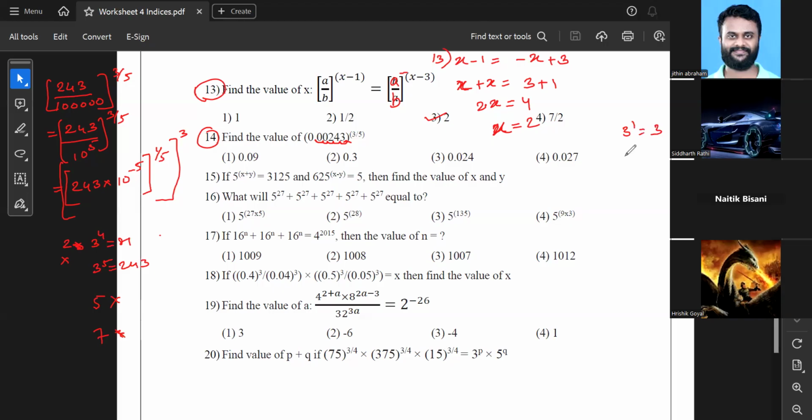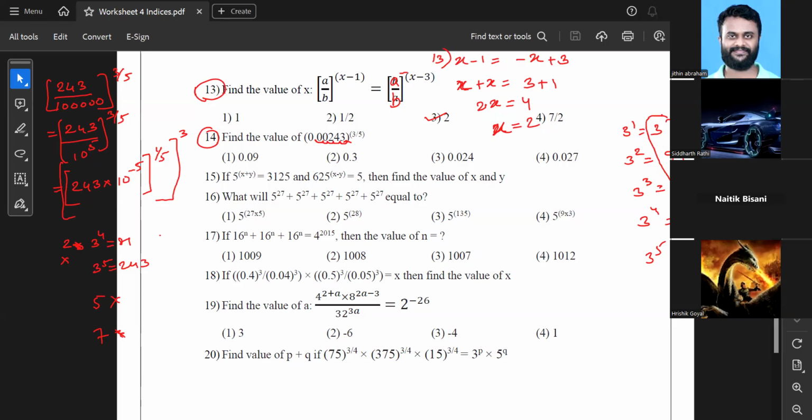3 raised to 1 is 3. 3 raised to 2 is 9. 3 raised to 3 is 27, where the last digit is 7. 3 raised to 4 is 81, where the last digit is 1. 3 raised to 5 is 243, where the last digit is 3. So basically, this was the process where I understood that in powers of 3, only these four digits, 3, 9, 7, 1, can come.